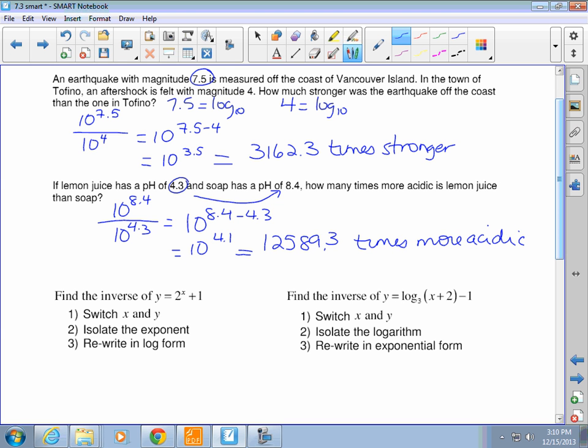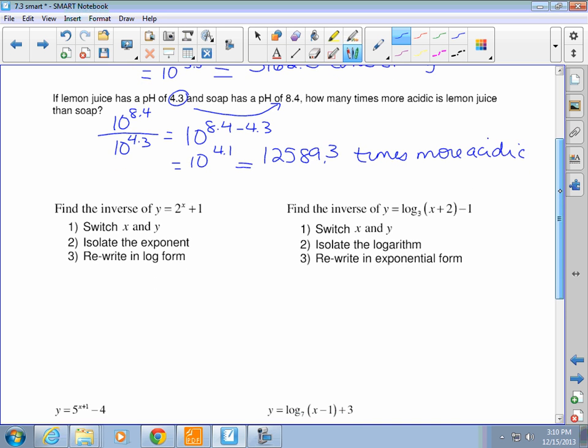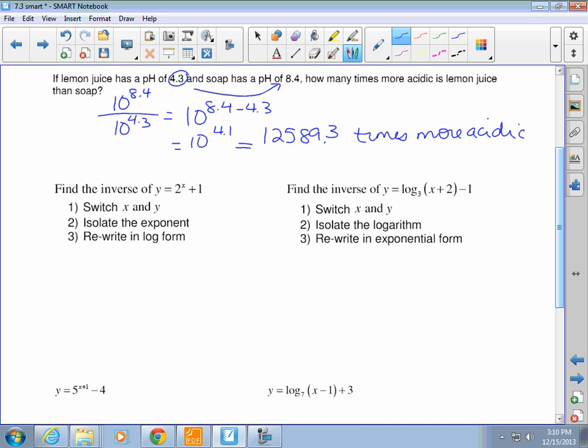Okay. So there's a couple of examples of problem solving. This next stuff is just going to be doing inverse. We've done inverse of exponents before, but we're going to have to do inverse of logs. So there's basically 3 steps to remembering how to do both of them. When we're looking at exponents, and we've done this before in, I can't remember what chapter that was, chapter 3 maybe, we were graphing y is equal to 2 to the power of x plus 1.